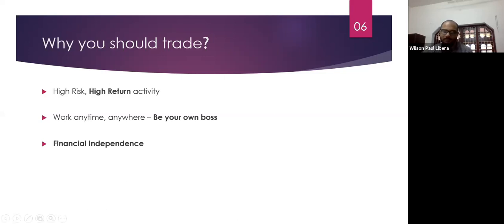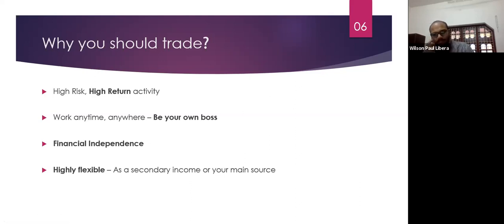And this is highly flexible. See, you can use trading as a main income source. Or if you are already doing something else, a day job or something like that, you can do it as a secondary income. It's not like you should always be in front of the system.